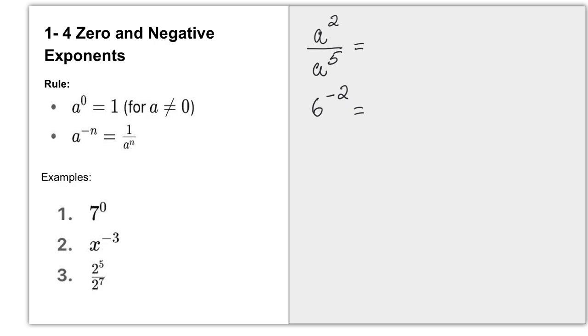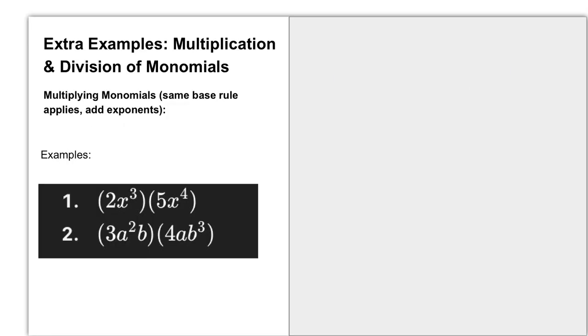Okay, let's go ahead and do this again. We know the division rule is that we will be subtracting the exponents. So a raised to the 2nd power minus 5 will equal a raised to the -3rd power, and this will equal 1 over a to the third power. And the second one, we will write 1 over 6 raised to the second power, or we can write 1 over, what is 6 times 6? 36.